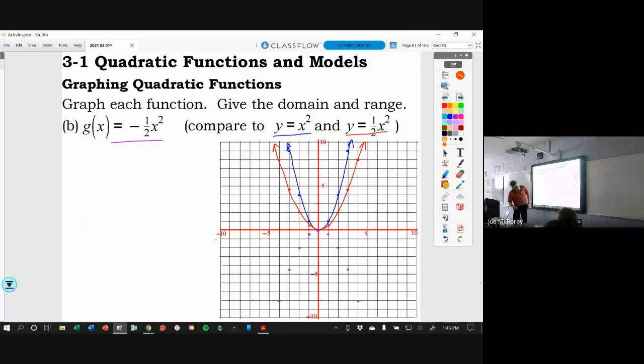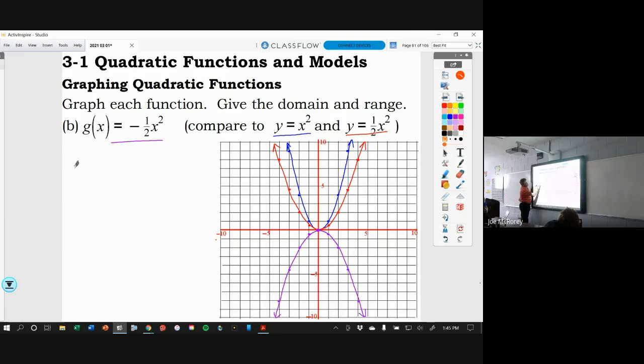Tell me, right? I get cross-eyed standing up here at the board sometimes. Okay, so I've graphed the function.